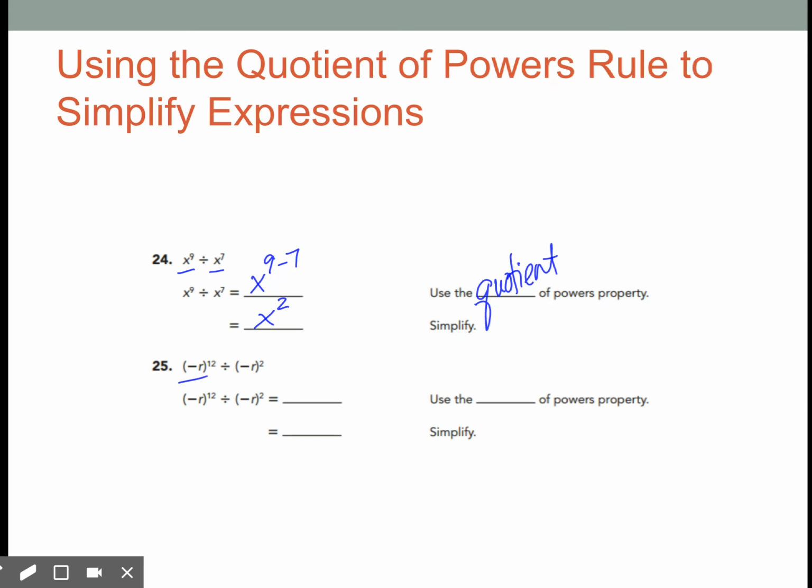Here in number 25, negative r to the 12th power divided by negative r to the 2nd power, same base and using division. So again, the quotient of powers property. This will simplify down to negative r to the 12th minus 2, which is negative r to the 10th power. Not sure why they didn't provide us another line here, but we know again, because we have an even exponent, this could be turned into r to the 10th power.